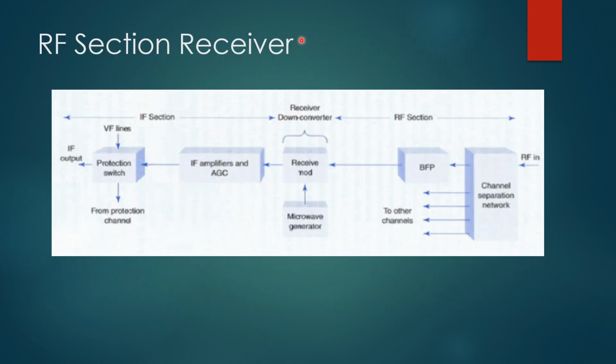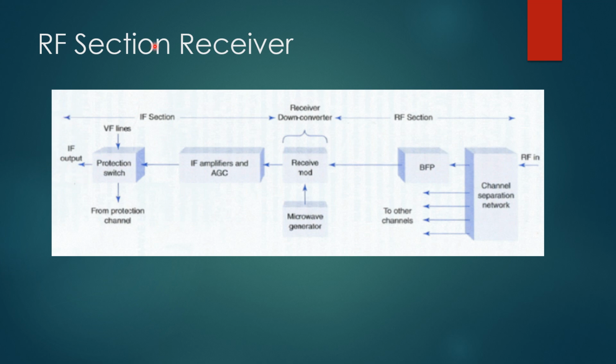Now about the RF section receiver. The same components which are present in the transmitter are present on the receiver side. So what is the input we are getting from the transmitter? We are getting our RF input and it has to be down converted to the IF. So with the help of the receiver modulator and microwave generator, we are down converting it to IF, and again with the help of the processing circuitries, that is amplifiers, automatic gain control, etc., we have to give this IF output to our remaining terminal station.